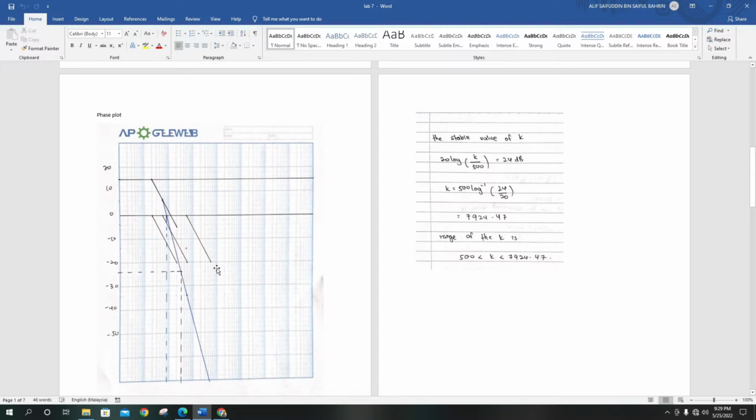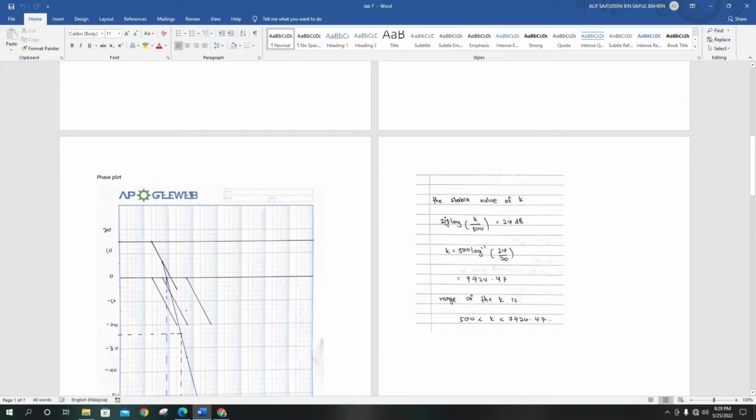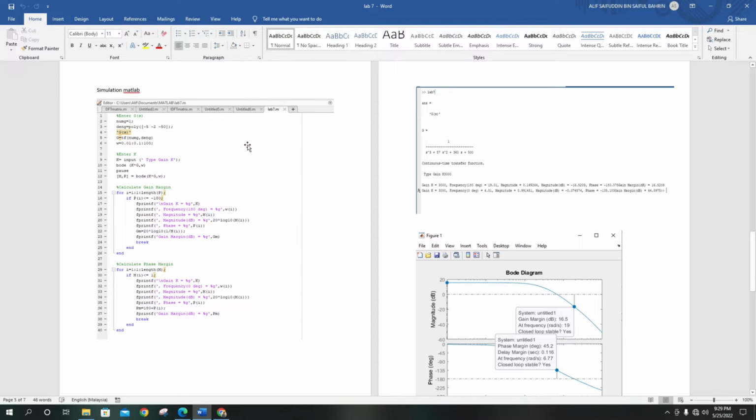So for this phase plot that we get, the gain is negative 24 dB. We do a calculation and get the range of K, or range of the stable value for K, which is 7924.47. So the range of K is 500 to 7924.47.